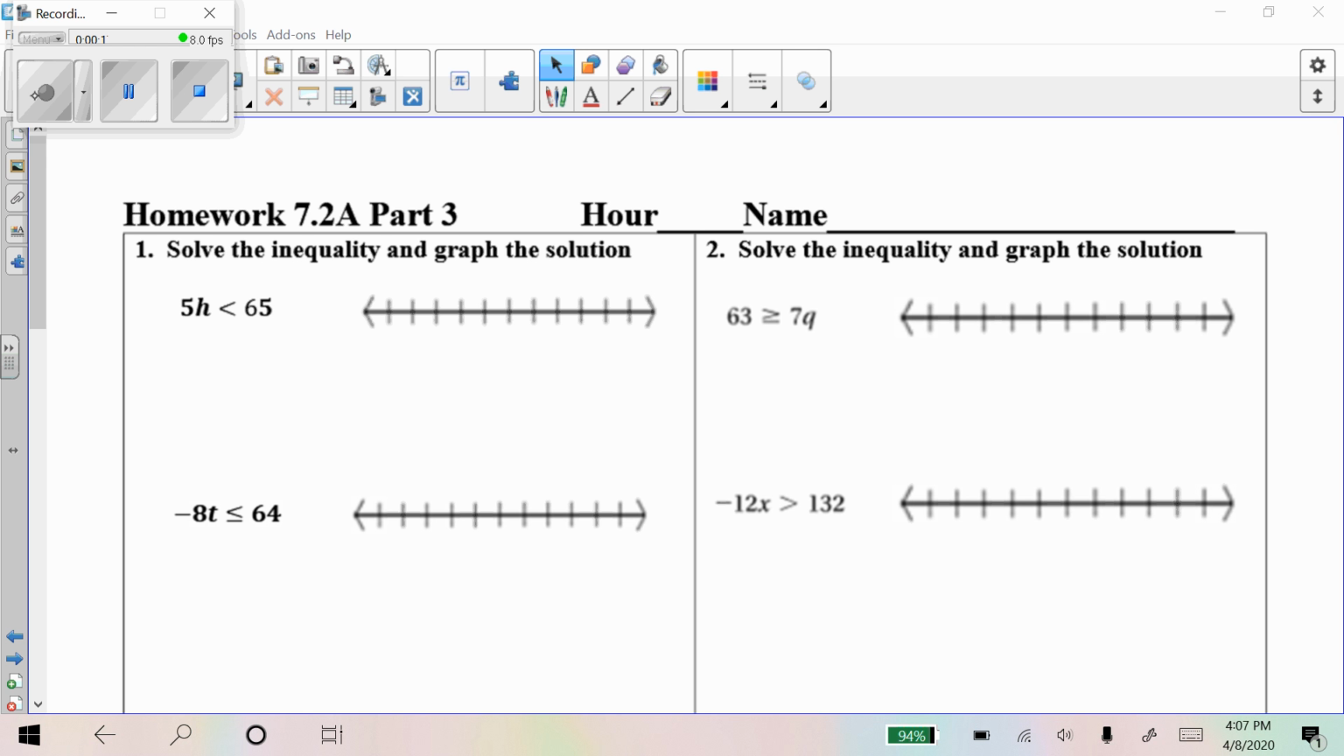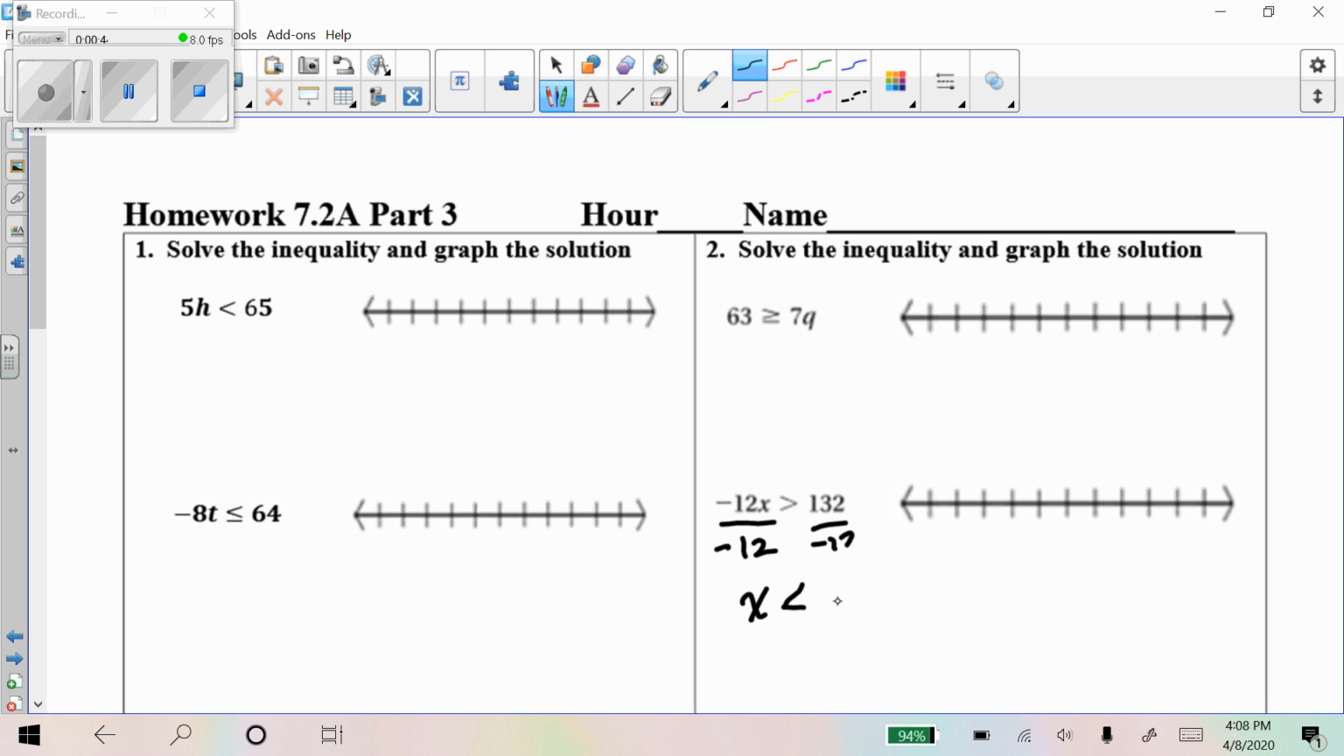One thing some students forgot to do, when solving a problem like this one, we're going to divide by -12, right? And when you divide by a negative, some students forgot to flip the sign. That was the important part of the lesson. So on this one here, you should have less than -11. And so the graph would look like this. Somewhere on here you would have an open circle at -11, and then the arrows would go in that direction, okay?